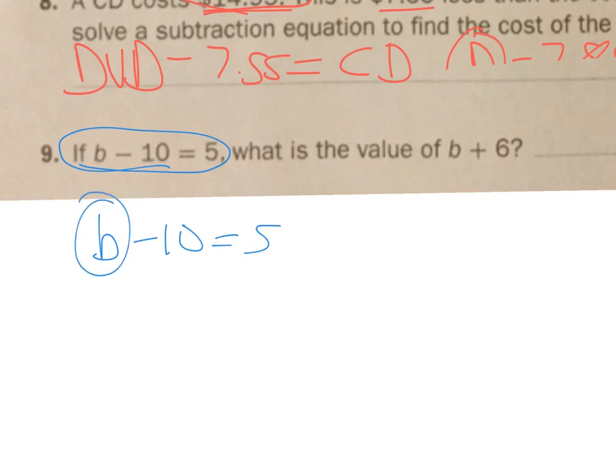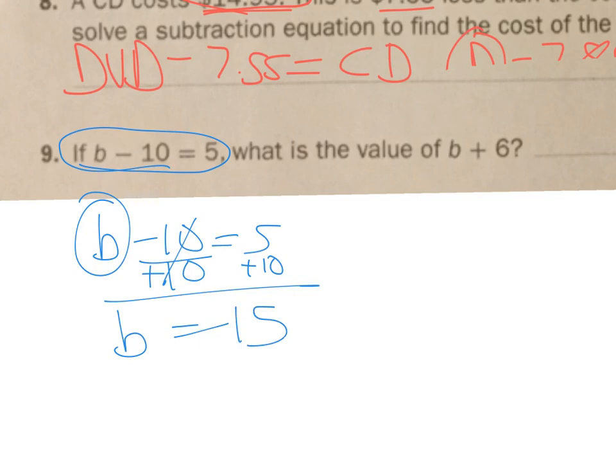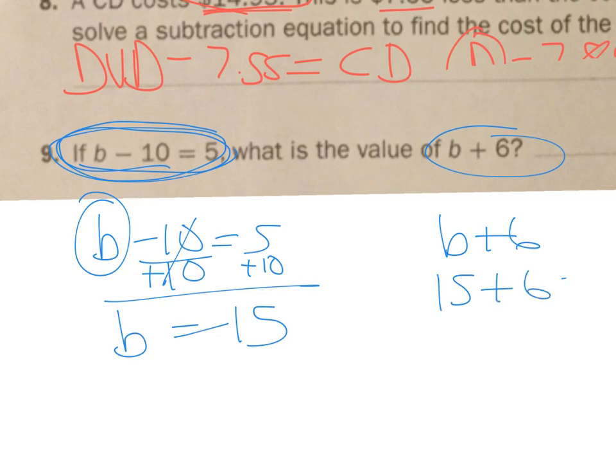I want to get this B all alone. So I have minus 10, so I'm going to add 10 to both sides. Those two cancel, so B equals 15. So in this expression right here, B equals 15. In this one, B plus 6, if B is 15 plus 6, it's going to equal 21.